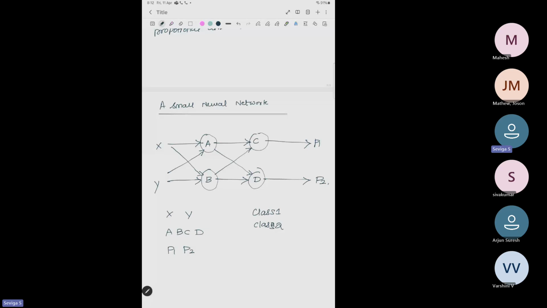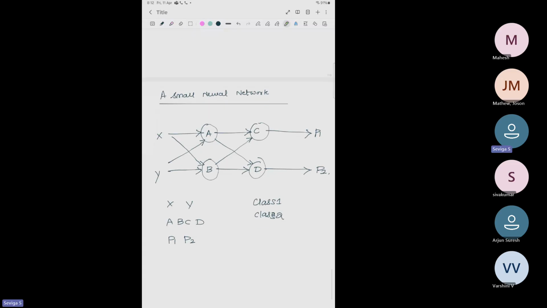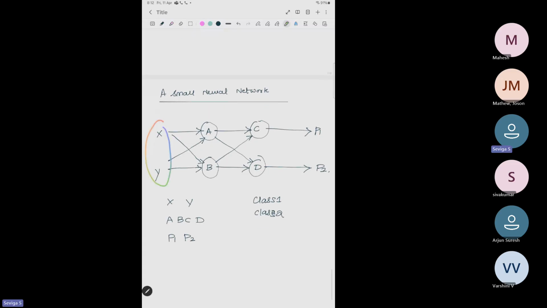A simple perceptron would do this work, but for explaining the general principles, we need a small neural network. So consider this small neural network. The job of the small neural network is to classify a 2D set of points into class 1 and class 2. So every sample either will belong to class 1 or class 2. If it is class 1, we will get this one as a high number. If it is class 2, we will get this one as a high number.